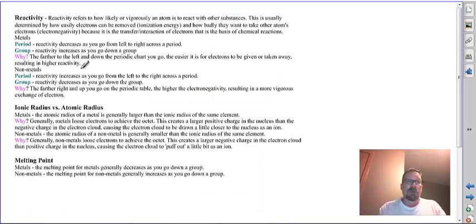Reactivity is the last one we're really going to talk about and that you can work on in your packet. How vigorously will that substance react? Well, if you think of just the metal area, it's going to be that lower corner by francium. Reactivity decreases as you go left to right, so the closer you get to nonmetals, you get a little less reactive. Reactivity increases as you go down the group. So when you get down and close to that corner with francium, you're going to be very reactive because it's easy to get rid of those electrons.